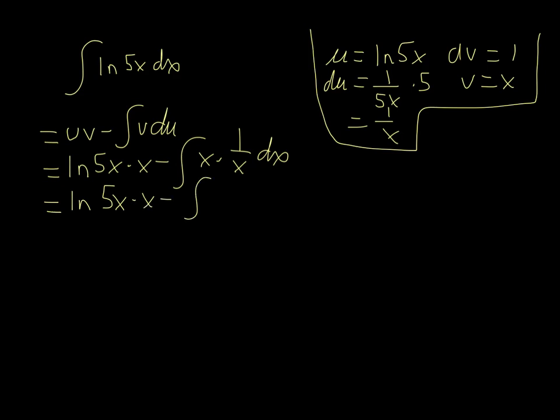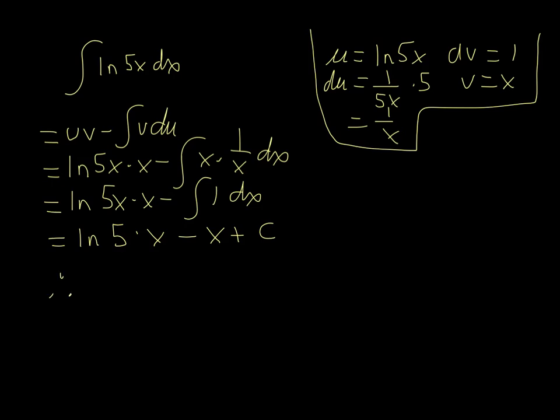And this is just going to be the integral of 1 dx. And so what this comes out to is ln of 5x times x minus x. So now that would be the indefinite integral.